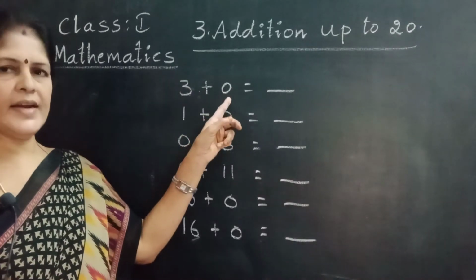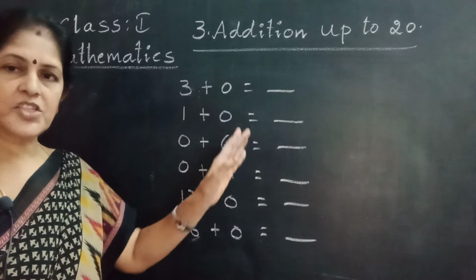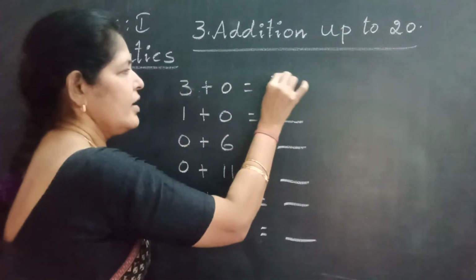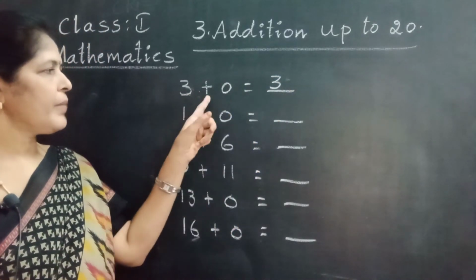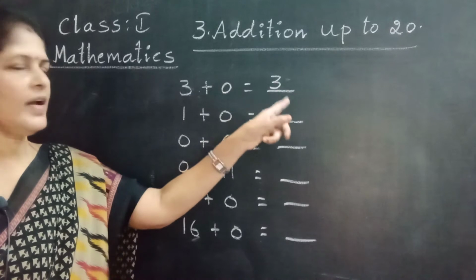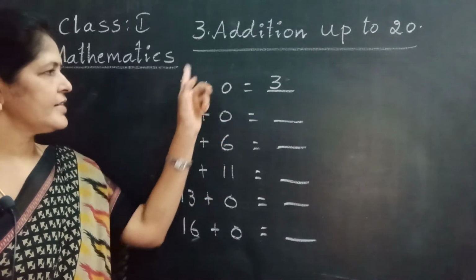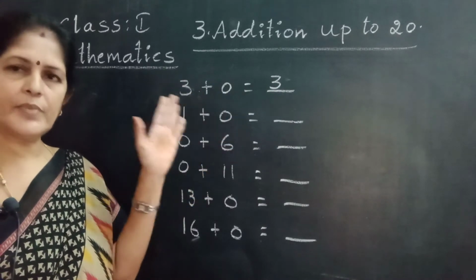A 1 digit number and 0. 3 plus 0. The answer does not change. We get the same number. Here the given number is 3. The answer, the total, is also 3. How to read it? 3 plus 0 equal to 3. No change in the answer. We get the same number. Why? 0 means nothing. That is empty.